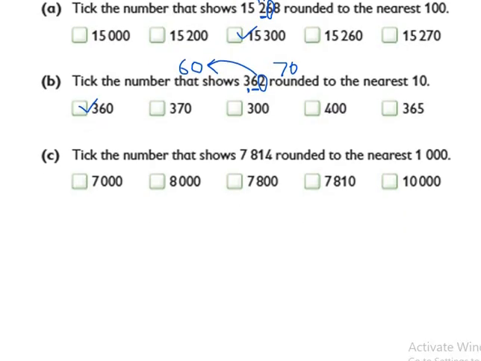We will see one more question. Tick the number that shows 7,814 rounded to the nearest 1,000. You have to look at the number in the thousands place, that is 7. You need to check whether it is rounded to 7,000 or 8,000. But easily, just look at the next number, that is 8. If it is 5 or more than 5, no doubt you need to round it to the next number, that is 7 plus 1, so that is 8,000. So the answer for this question is 8,000.